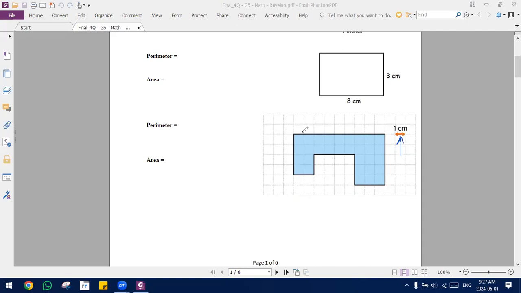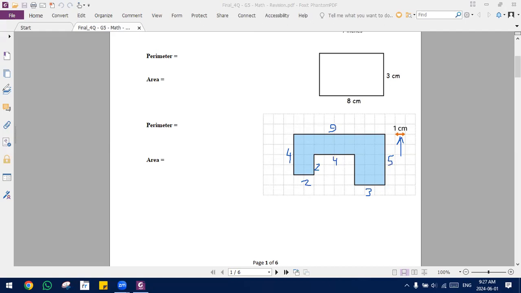So let me start with the upper side. We count how many squares? 1, 2, 3, 4, 5, 6, 7, 8, 9, okay? So for this side, we write 9 centimeters. Then here we count how many squares? 1, 2, 3, 4. So this is 4. This is 2, 2, 1, 2, 3. This is 4, 3, plus 1, 2, 3, 4, 5.